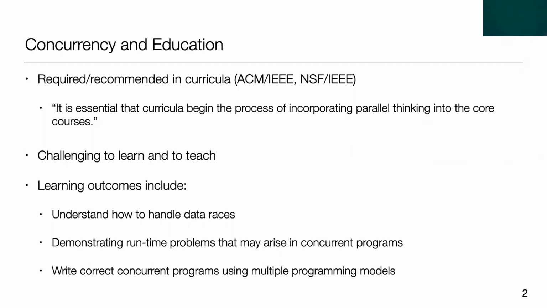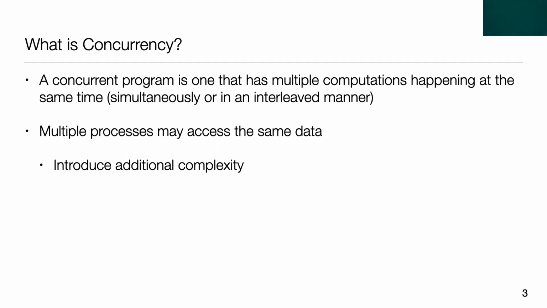Expected learning outcomes for concurrency involve understanding new terminology such as data races, which involve scenarios that students haven't encountered before. They also are expected to reason about what issues may arise from these scenarios and know how to solve them in multiple paradigms. I want to briefly define what I mean by concurrency.